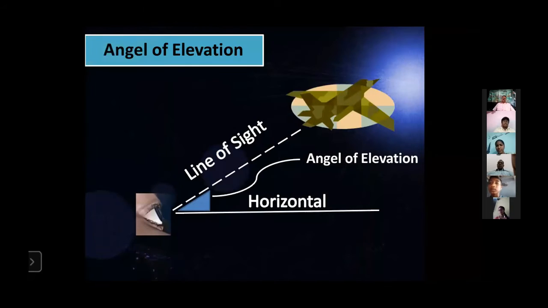See here, we are observing from down to top. Here we are, and the object is an aeroplane, from down to upwards. The lower angle is called angle of elevation. This blue shaded part. Did you get it, friends? Yes, Vedashree, we got it.